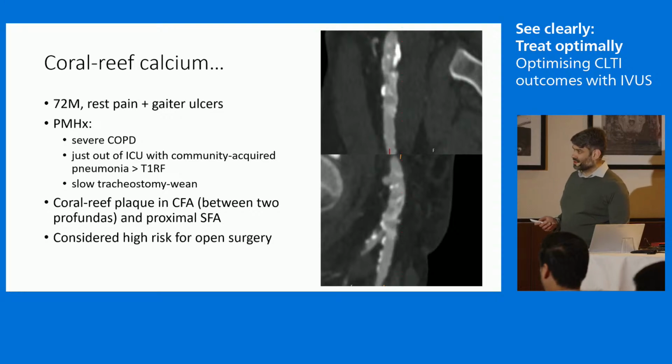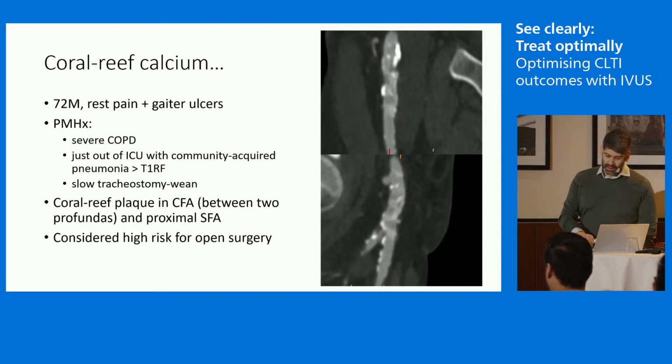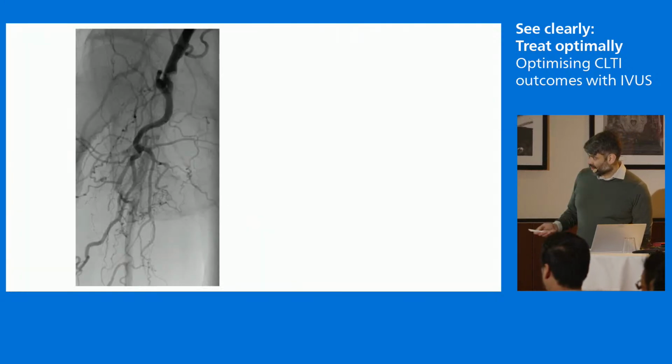So he's obviously a really high-risk patient for open surgery, although you would say that this kind of coral reef lesion in the common femorals is a lesion that we would, in those days, normally have approached with open surgery. But he was really high risk, so we decided to do something endovascular coming from up and over. This is how it looked on angiogram.